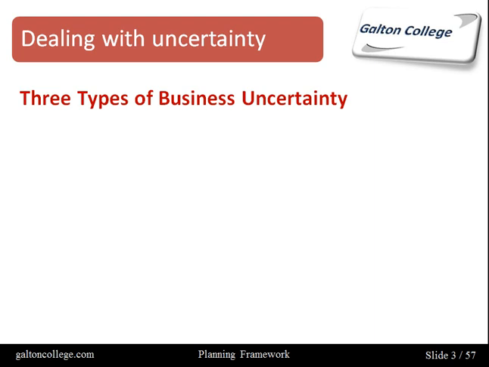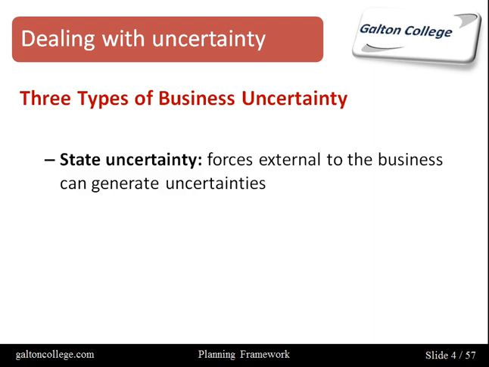And we can identify 3 forms of uncertainty. First one is state uncertainty. These are forces external to the business that can generate uncertainties. An earthquake, a war, something sudden and unforeseeable. But these are state uncertainties. There's nothing that the business can do about these. These are external, but we all live in a world which is subject to change, and there are things happening around us all the time, good things and bad things, but we can't influence them.